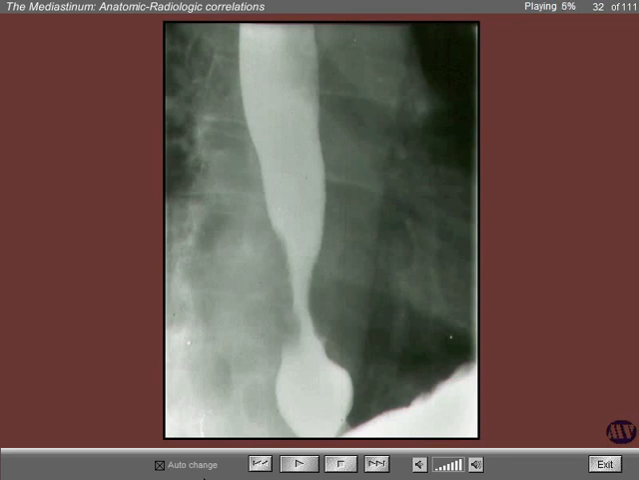This is the esophagogram of the previous case, where we can see smooth narrowing of the distal third of the esophagus. Note a paraesophageal density that anatomically represented a mass extending lateral to the esophagus. This proved to be an unresectable cancer of the thoracic esophagus.